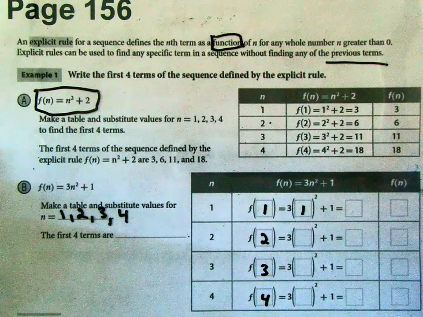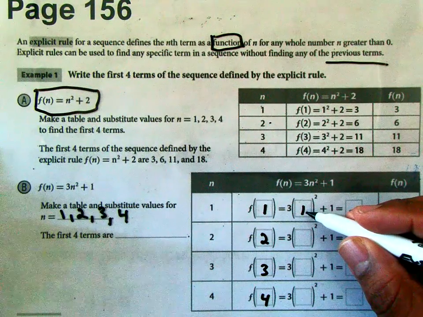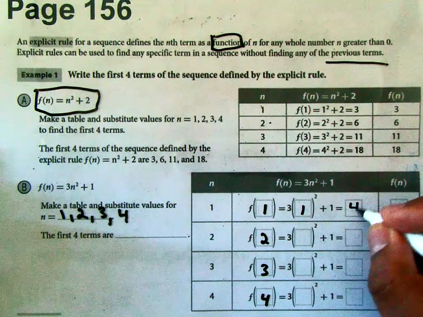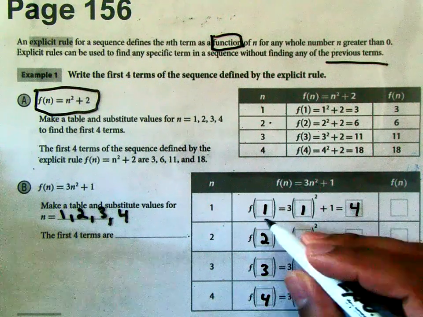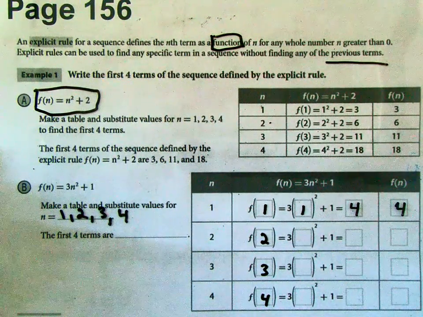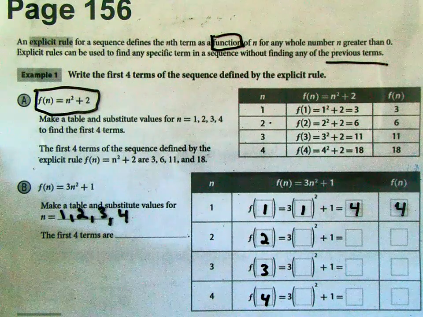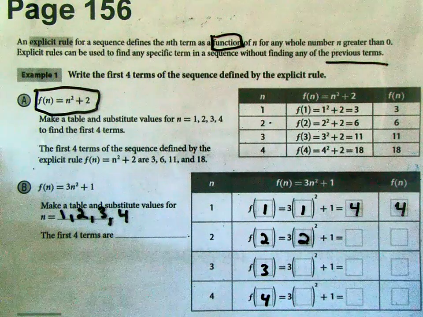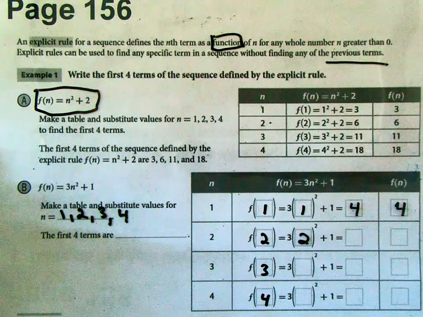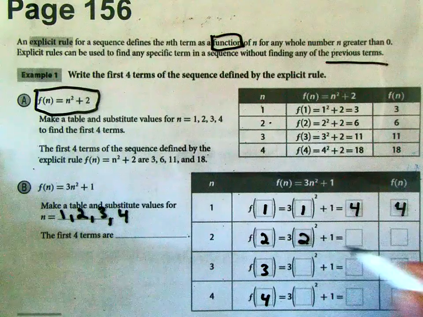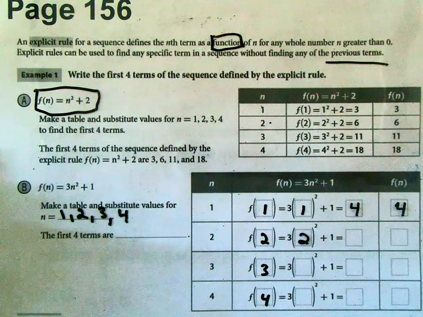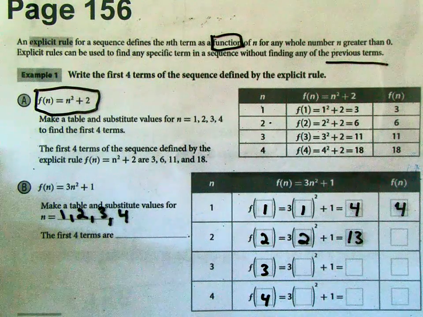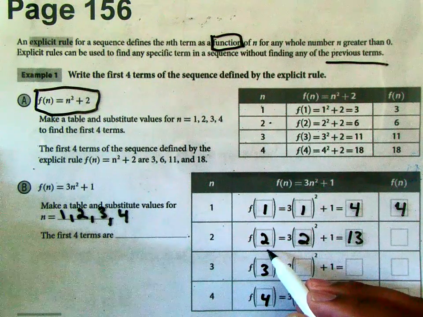Well, 1 squared is 1. 1 times 3 is 3. And 3 plus 1 is 4. So when we plug in 1, we get 4. Next, we're going to plug in 2. 2 squared is 4. 4 times 3 is 12. And 12 plus 1 is 13. So when we plug in 2, we get 13.